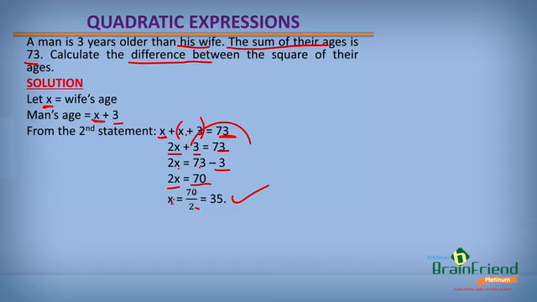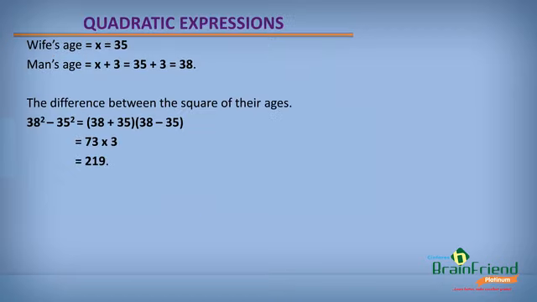And X is the age of the wife, which means that the wife is 35 years old, while the man is 35 plus 3. That is 38 years old. Now, the question which we want to solve is calculate the difference between the square of their ages. Now, from the calculation, we saw that the wife's age is 35, while the man's age is 38. The difference between the square of their ages, we have 38 square minus 35 square.